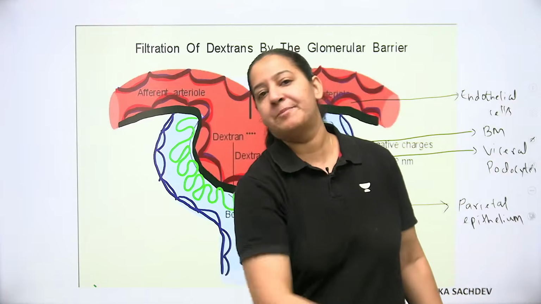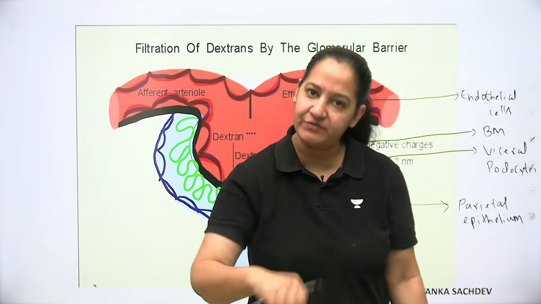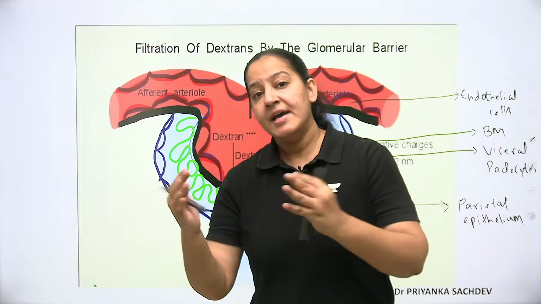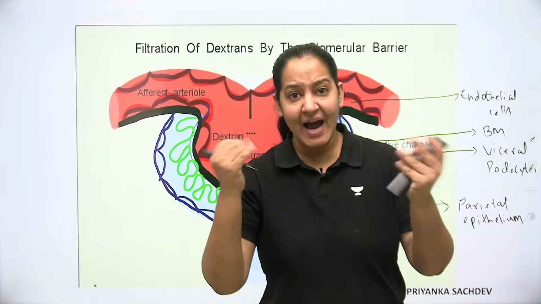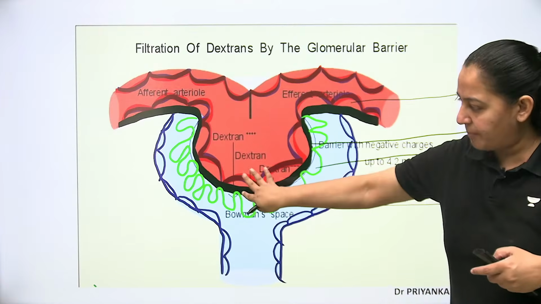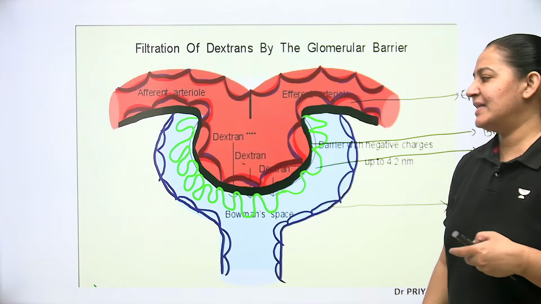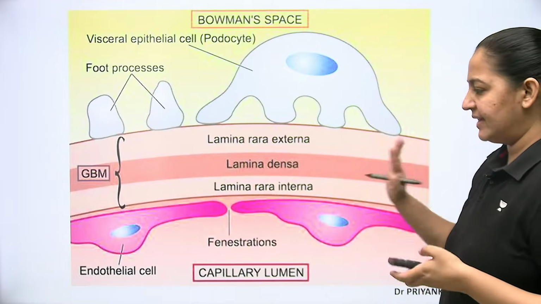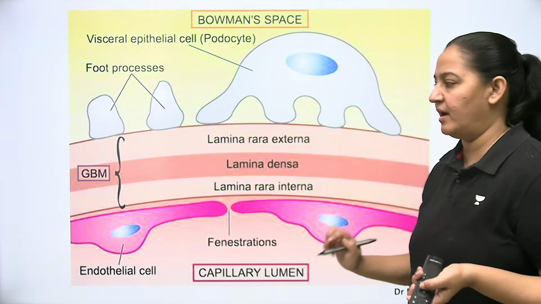Glomerulonephritis, itis in pathology, is the inflammation of that particular tissue. So glomerulonephritis is the inflammation of the glomerulus. Inside the glomerulus, the filtration barrier gets inflamed. This triplet gets inflamed. So actually it's the inflammation of the filtration barrier. Now in this diagram, the same filtration barrier is shown.